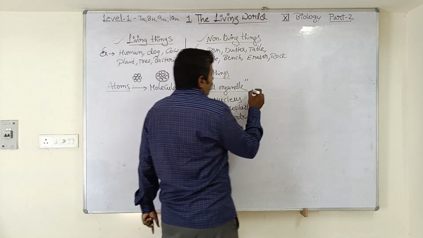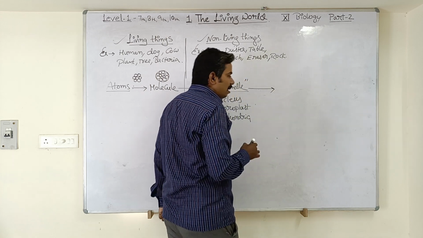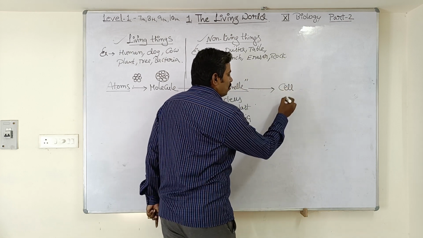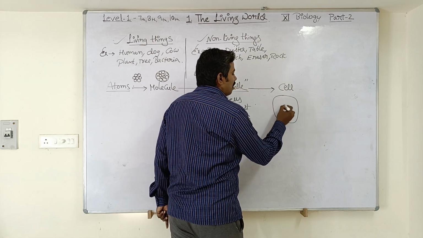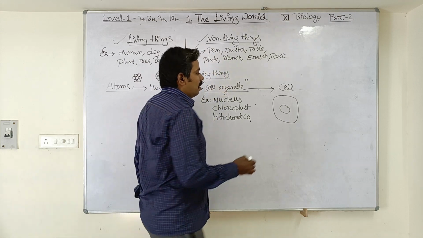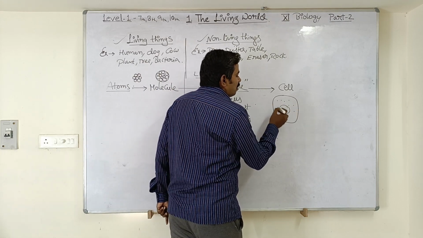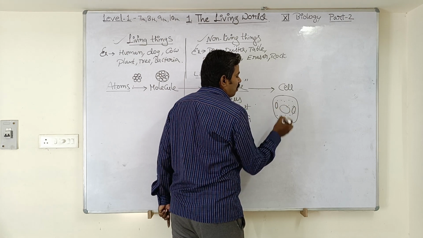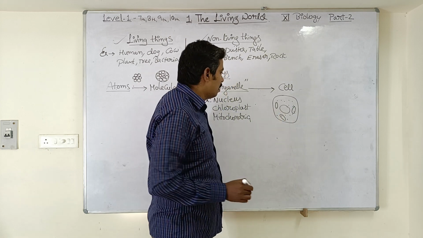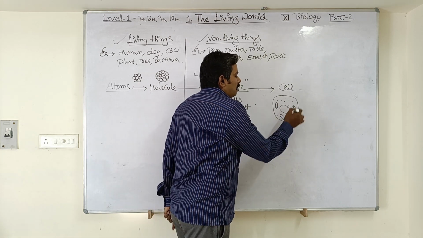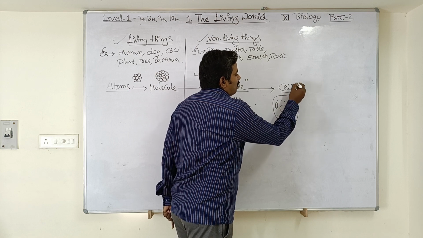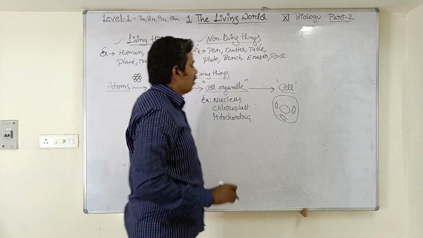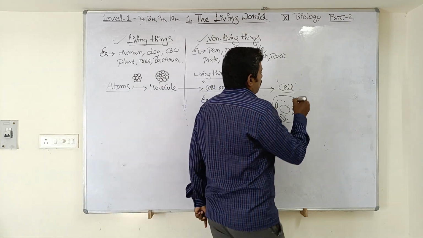Next, several cell organelles combine together and form a living cell. Look here, students, this is a living cell. Inside the cell, the nucleus will be there. Around the nucleus there will be cytoplasm. In the cytoplasm there will be mitochondria and other cell organelles. Like this, several cell organelles combine together and form a structure called a cell, which is called the fundamental unit of life.